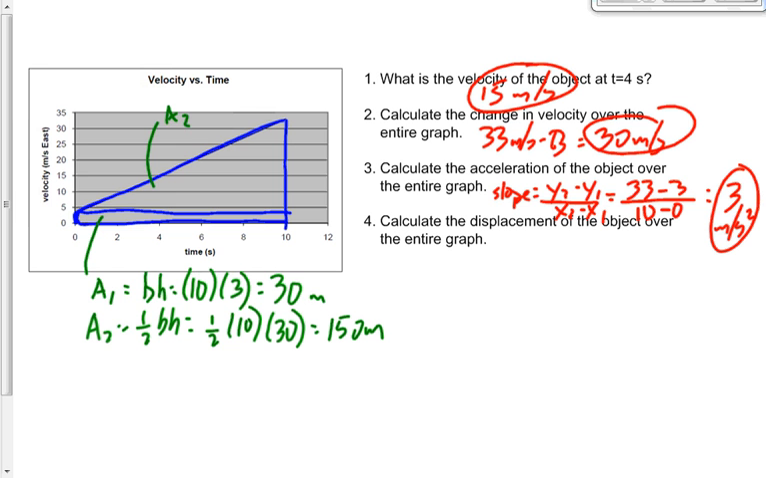We add those up to get the total area now. The total area, which represents the total displacement, would be 180 meters. So as you accelerate at 3 meters per second squared from an initial speed of 3 to a final speed of 33, we would move a distance of 180 meters. Okay, that makes some sense?